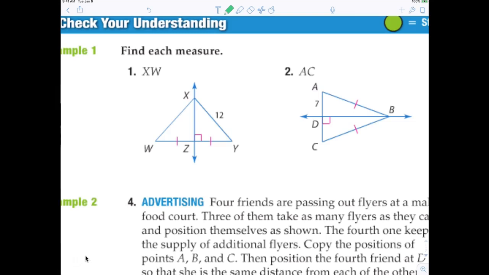Now, you have to identify XZ for question number 1. Look up. XZ is called a what? Perpendicular bisector. Because you've established it as a perpendicular bisector, then XW is obviously what? 12. So number 1 is 12. Honestly, it's really and truly this simple. All right, it's very simple.